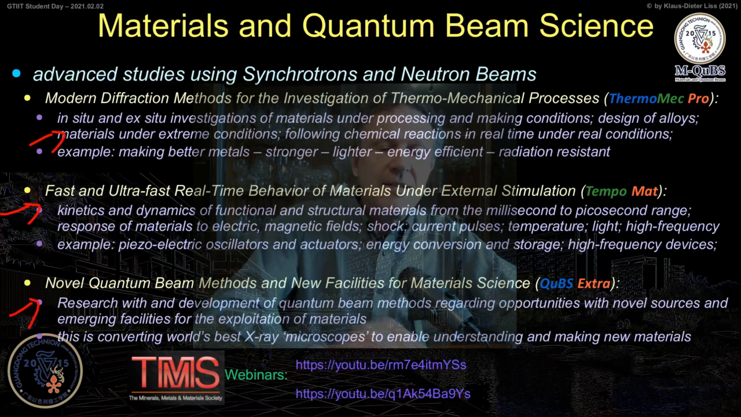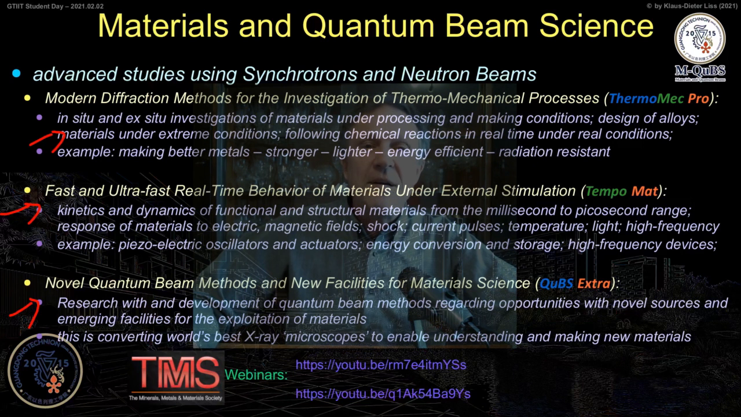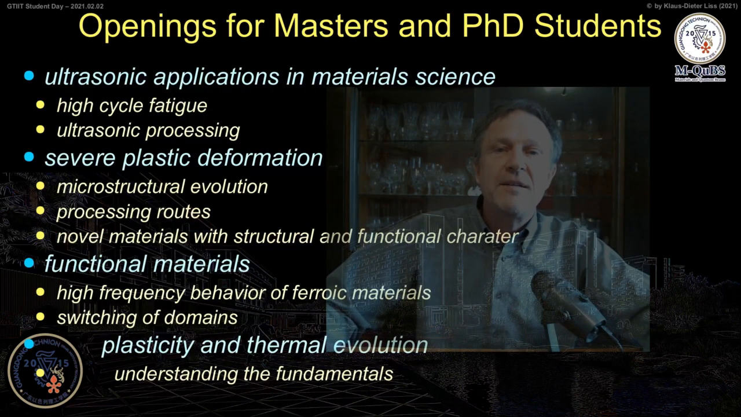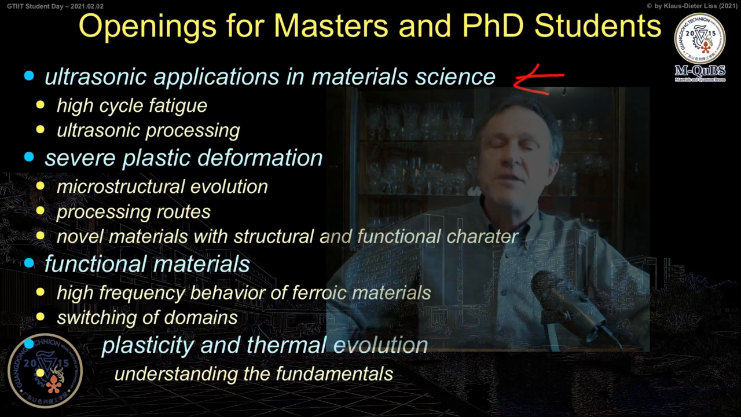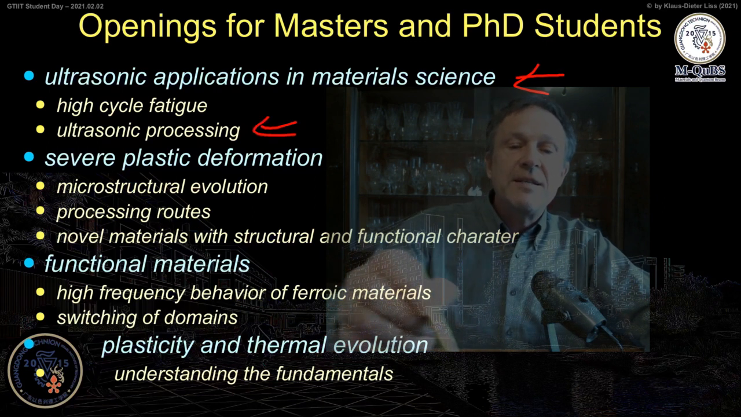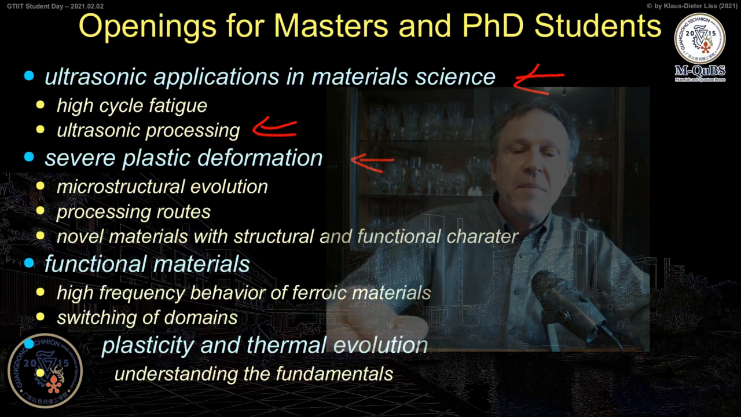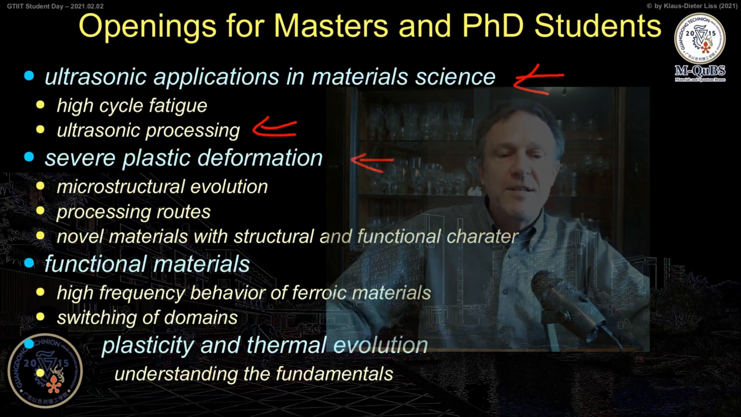And last but not least, we are interested in novel quantum beam methods and new facilities for material science. This is doing research with and development of quantum beam methods. Regarding opportunities, we have openings for master's and PhD students. One project I have in mind is on ultrasonic applications in material science, where we look at high cycle fatigue, ultrasonic strain and stress measurements, and ultrasonic processing. Then severe plastic deformation. This is the collaboration with Oregon State University.